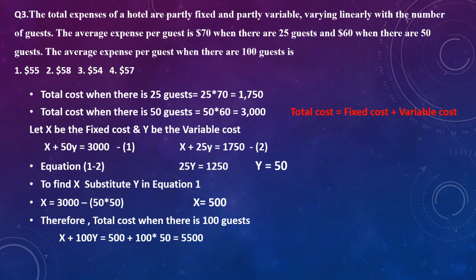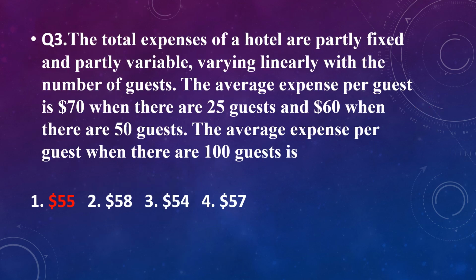And the question asked for the average expense per guest. Here 5500 is the total cost for 100 guests. So for per guest, how can we find it? Average expense per guest is 5500 divided by 100, that is 55. $55 is the answer. So option number 1 is the answer, that is $55.